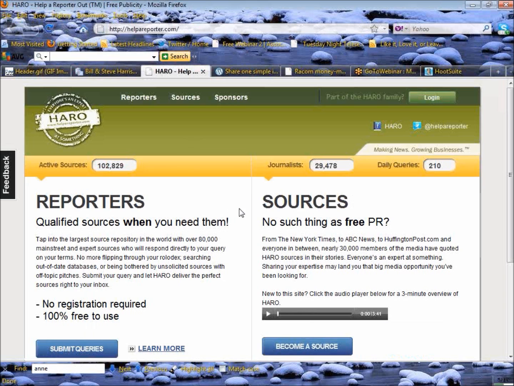And the other resource, which is the original free resource for sources and reporters to connect, is called helpareporter.com, or actually it was Help a Reporter Out, which is why it's called HARO, H-A-R-O. But the out has been dropped in the domain, and it's just called helpareporter.com. Full disclosure, Help a Reporter is a client of mine. Peter Schenkman is the manager of this business. He was the owner, but he sold the company to Focus not too long ago.